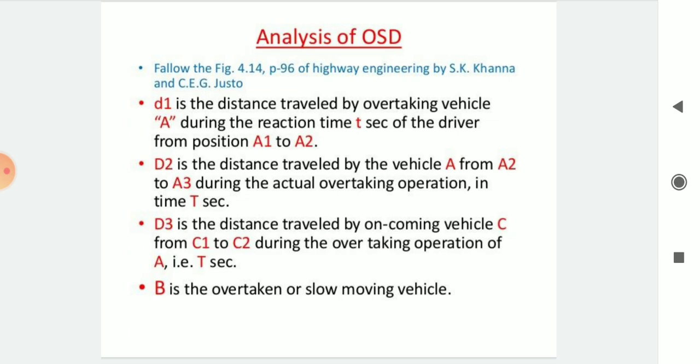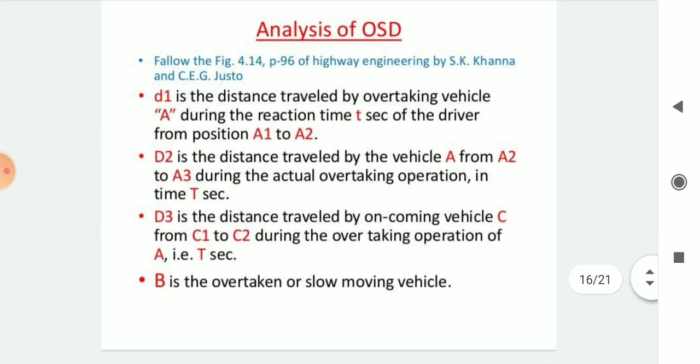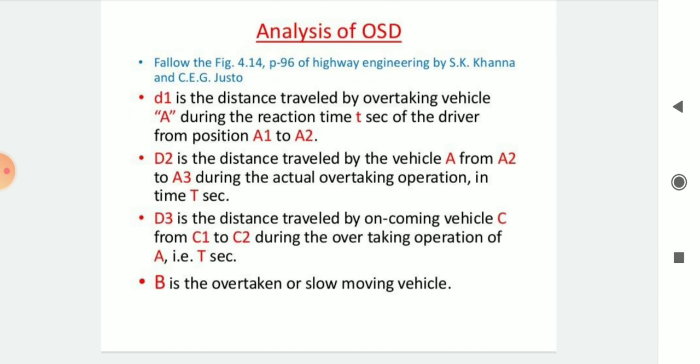Then analysis of overtaking sight distance. Referring to the figure in the book by S.K. Khanna and C.E.G. Justo, Highway Engineering, page number 96, figure number 4.14, we can see d1 is the distance travelled by overtaking vehicle A during the reaction time t seconds of the driver, from position A1 to A2. d2 is the distance travelled by the vehicle A from A2 to A3 during the actual overtaking operation in time T seconds. d3 is the distance travelled by oncoming vehicle C from C1 to C2 during the overtaking operation of A, that is T seconds.